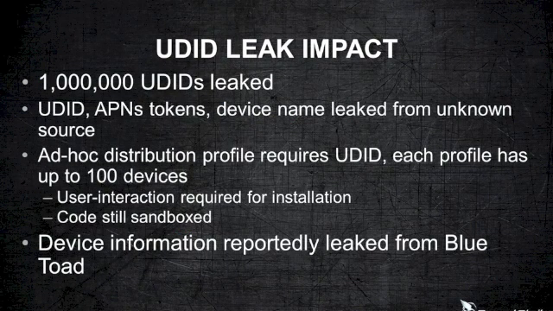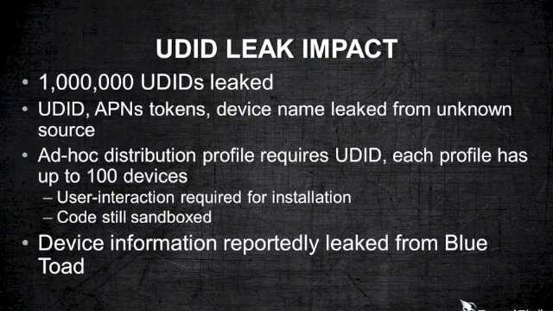Besides this analysis, recently there was also a much discussed UDID leak, and this has a different impact than only the privacy. So what was leaked? There were 1 million UDIDs leaked publicly, and that is these device-specific identifiers. Additionally, they leaked notification tokens for push notifications, and the device name, which also often contained the real name of the owner of the device.